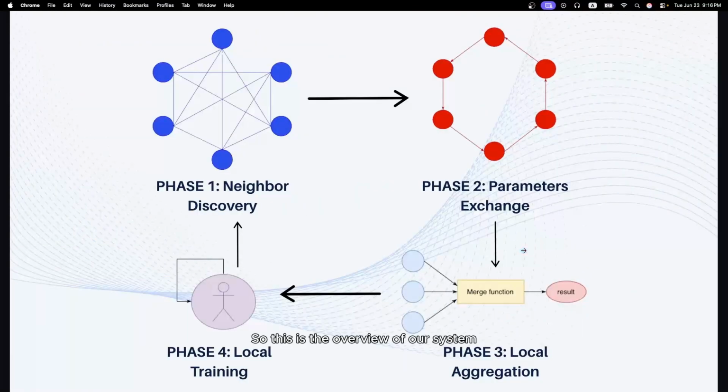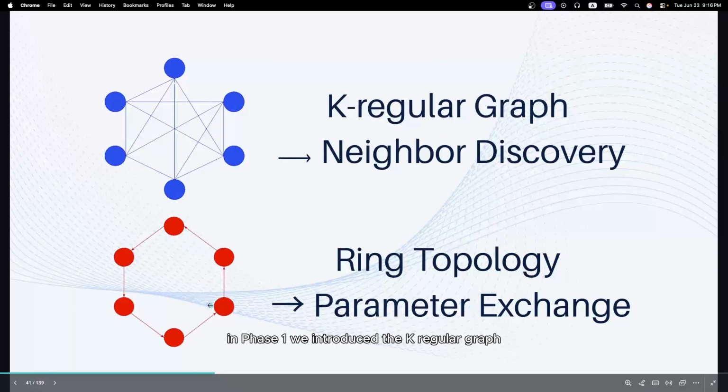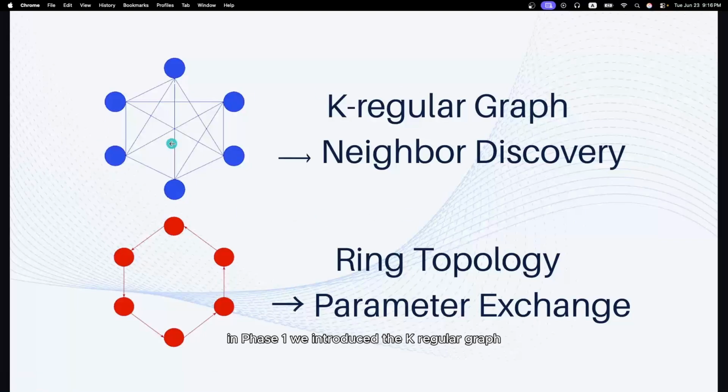So this is the overview of our system. We have divided it into 4 phases: neighbor discovery, parameters exchange, local aggregation, and local training. In phase 1, we introduced the K-regular graph for neighbor discovery, which is used when we want to find the active and healthy nodes in the network for the formation of ring topology in the parameter exchange phase.